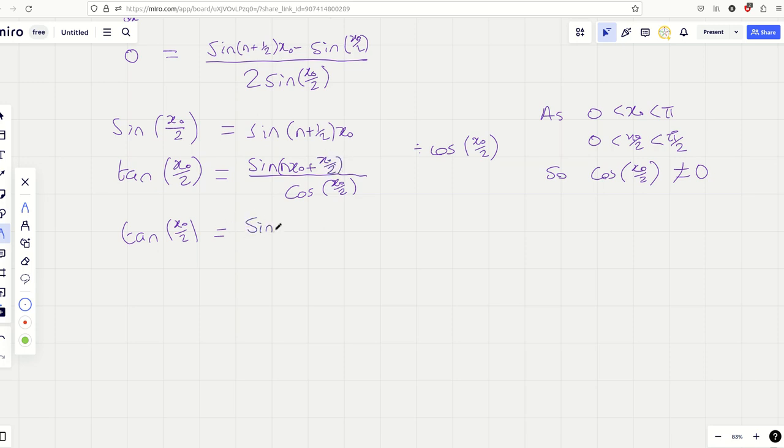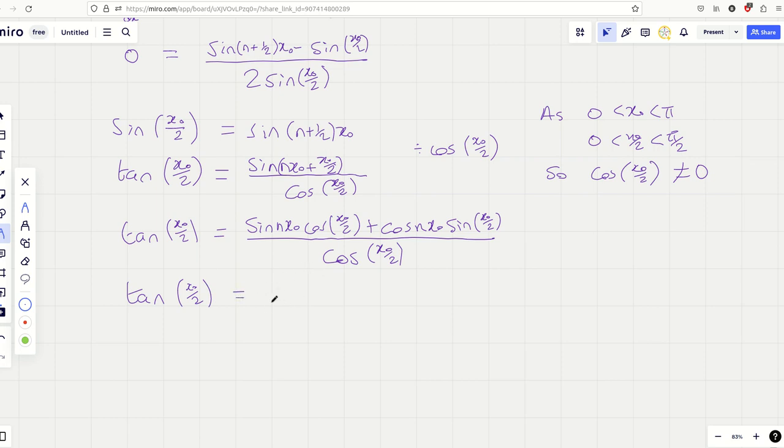So we're going to have sine nx0 cos x0 over 2 plus cos nx0 sine x0 over 2. Be careful with your arguments. Don't get lazy not writing them down. Okay, now we're almost there. And do look where you're going.